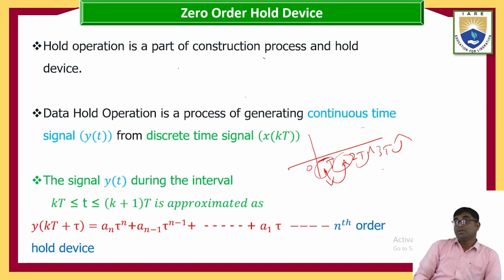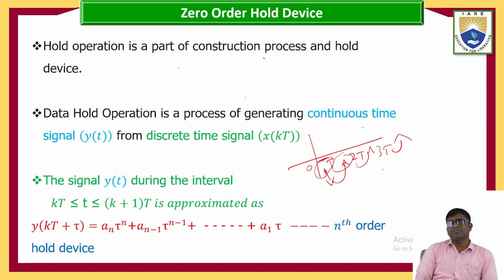That is the input sinusoidal signal. This continuous signal is coming to the hold operation in the form of discrete time. That's why the time interval is between k and k plus 1.